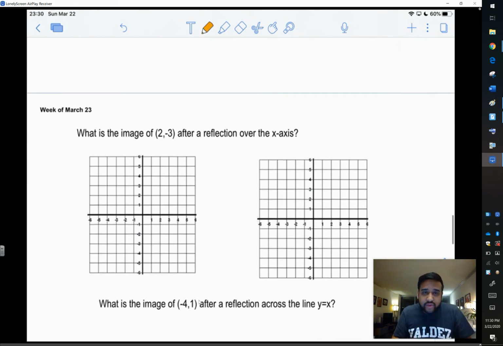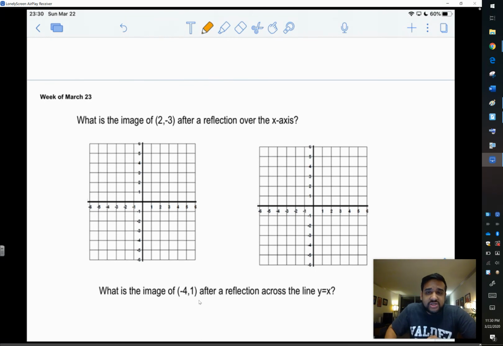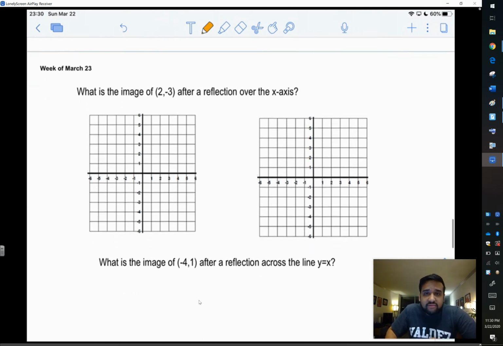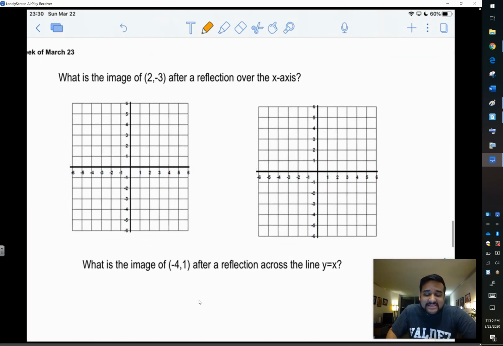Let's take a look at these real quick. What's the reflection of (2, -3) over the x-axis? Well, hopefully you remember the rule. The rule says keep the x value what it is and change the y to the opposite. The good thing about knowing these rules is there's no need for a picture, right? We can make sure it works.